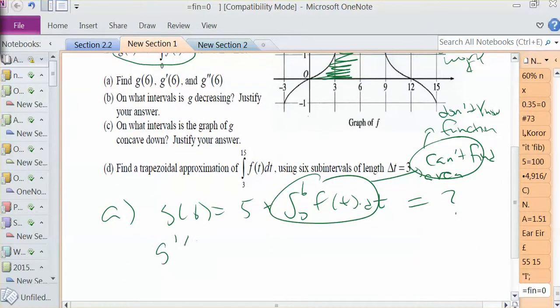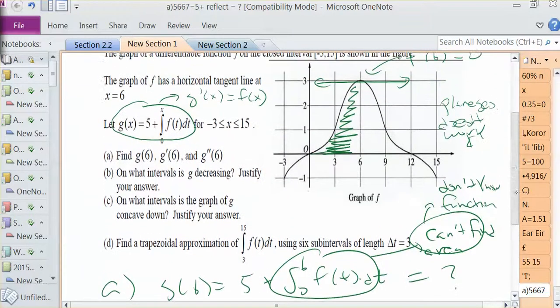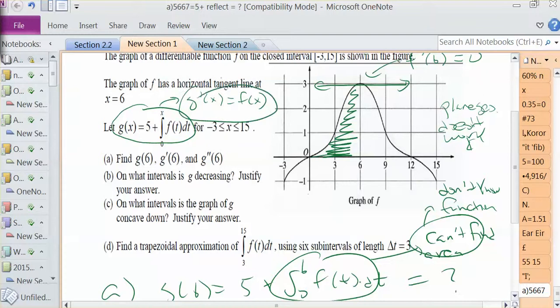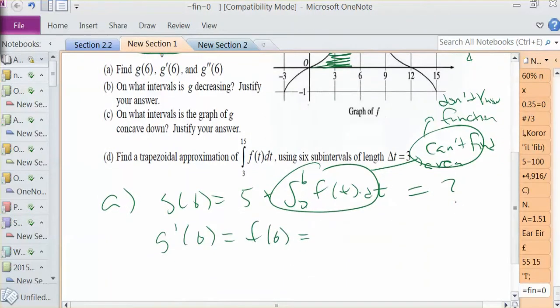But g prime of 6 is simply going to be f of 6, using FTC, that relationship we just made over here. And of course, that's 3. And then g double prime of 6 is going to be f prime of 6, since we're taking the derivative again. And we know it's 0 since we have a horizontal tangent there. So at least these two we could do, though that one I couldn't do.